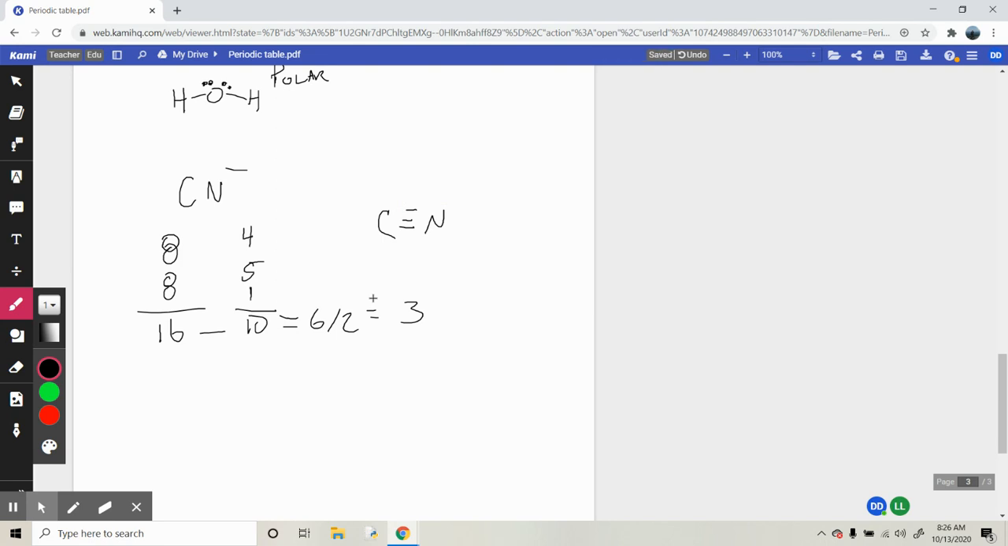Polar or nonpolar, we're thinking polar based on our rules. Fill the octet. Right, 2, 4, 6, 8, 2, 4, 6, 8. Around each one, we need 10 valence electrons: 2, 4, 6, 8, 10.